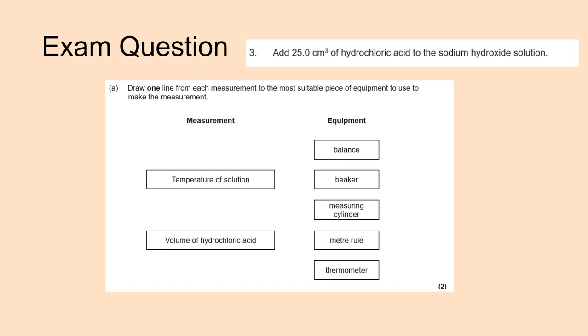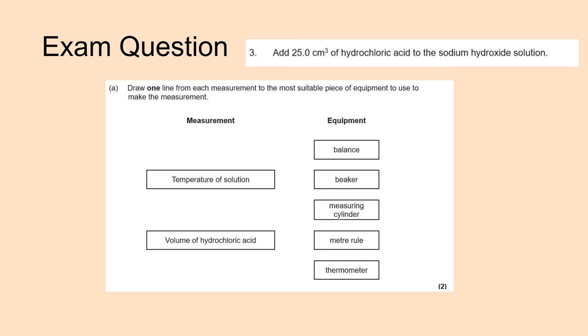Okay, so if we're drawing one line from each measurement to the most suitable piece of equipment we would use to make the measurement. So, to measure the temperature of the solution, we would use a thermometer. We've done this many times in class before. To measure the volume of the hydrochloric acid, we could use a beaker or a measuring cylinder. Both of these pieces of equipment help us to measure volume.